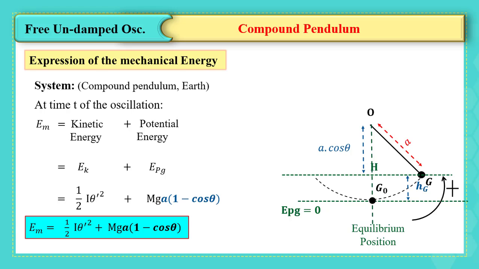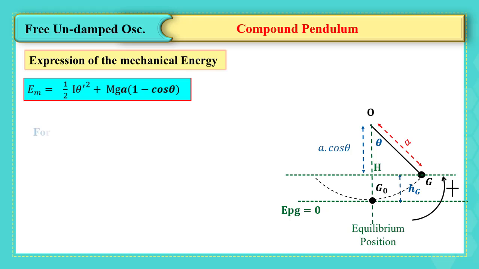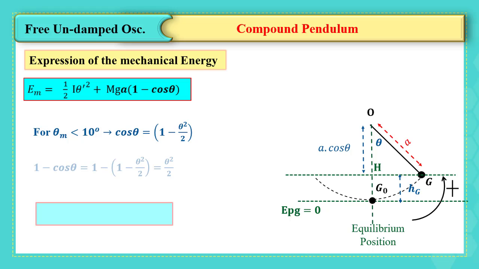But you should know that for maximum theta less than 10 degrees, cosine theta can be written as 1 minus theta squared over 2. This means that 1 minus cosine theta equals 1 minus (1 minus theta squared over 2). This gives us theta squared over 2. The expression of the mechanical energy then is written as half I theta prime squared plus half mga theta squared.